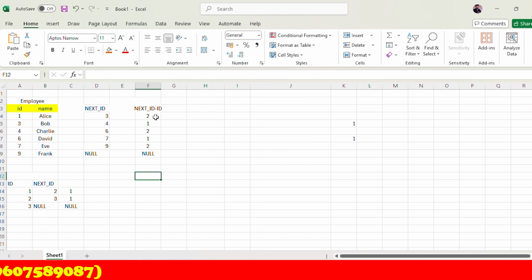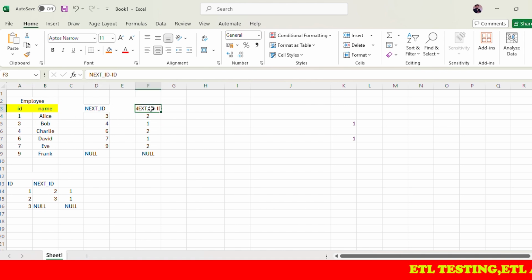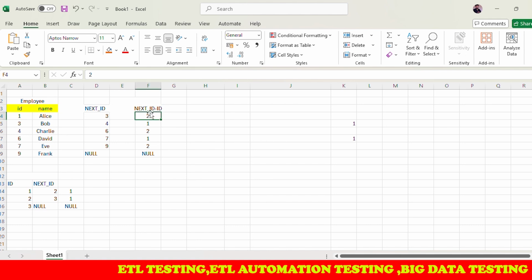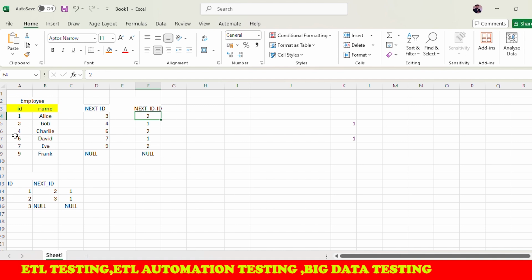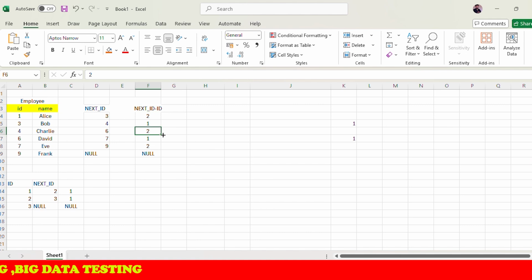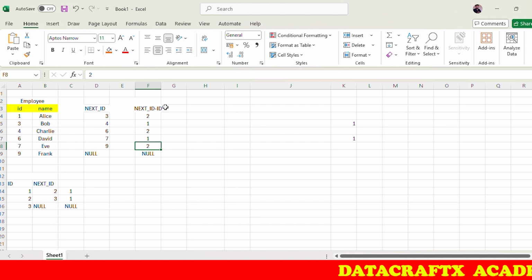Now if you see the pattern, whenever there is a missing ID, the next ID minus ID is always greater than 1, correct? Between 1 and 3, 2 is missing, so the difference is 2, which is greater than 1. Here also between 4 and 6, 5 is missing. Then again the difference is 2, which is greater than 1. Then again between 7 and 9, 8 is missing. Then again the difference is greater than 1.